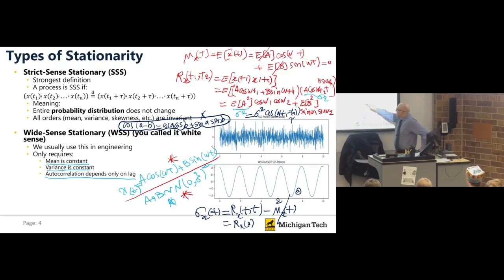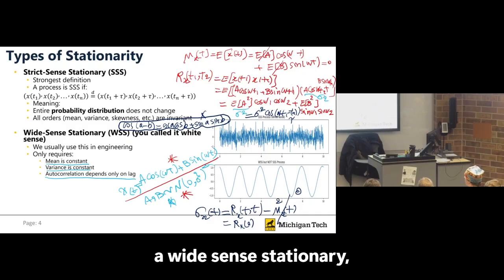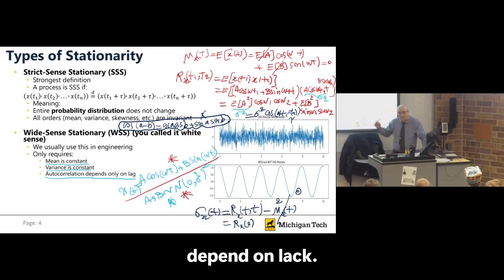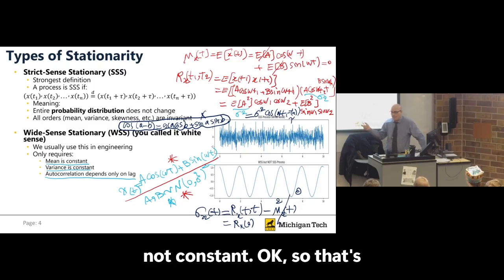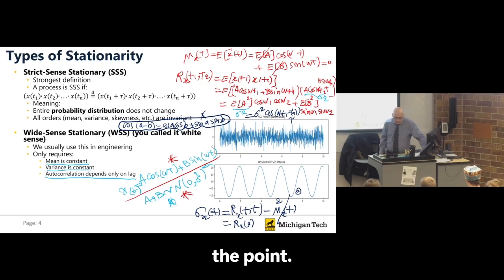So we proved that this A cos of omega t plus B sine of omega t is wide sense stationary, but is not strict sense stationary. Why is it not strict? Because this depends on tau, depends on lag. It still depends on something, it is not constant. Okay, so that's the point.